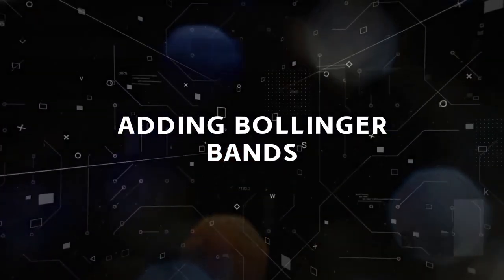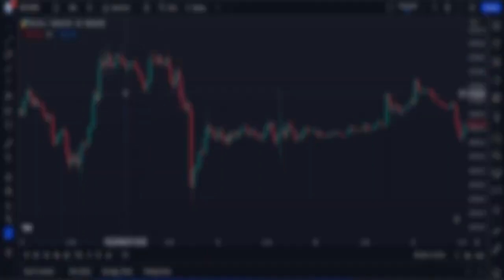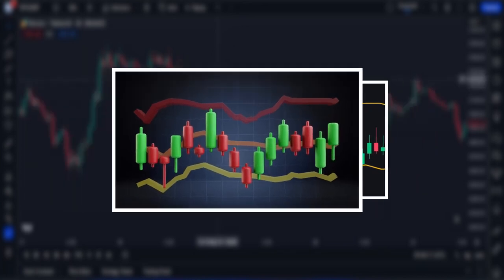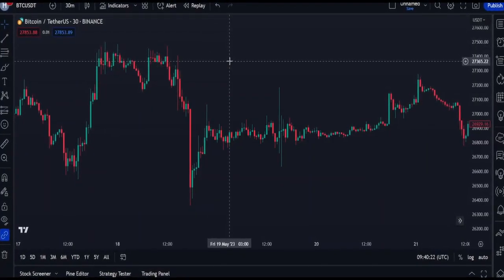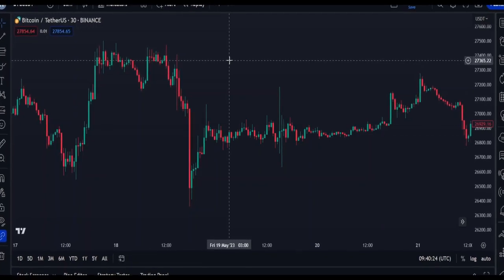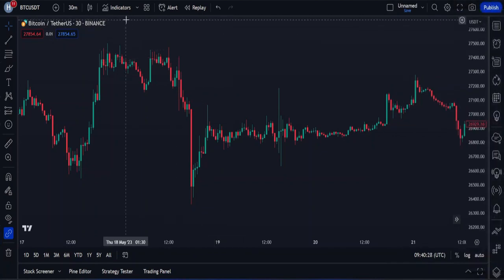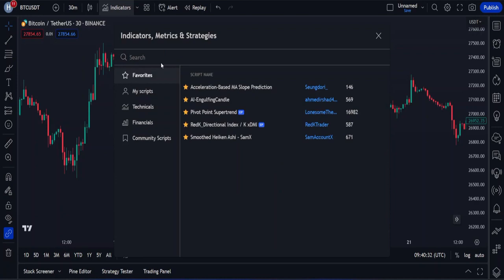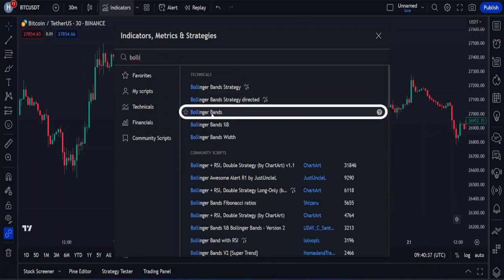Adding Bollinger Bands. The initial step of implementing this strategy involves setting up the Bollinger Bands, a remarkable indicator renowned for its ability to identify crucial support and resistance levels. If you are not yet familiar with Bollinger Bands, you are fortunate to have found this video, as it serves as an excellent guide for leveraging this indicator effectively. To begin, access your preferred trading chart platform such as TradingView and navigate to the Indicators tab. Search for Bollinger Bands and select this one from the options presented.